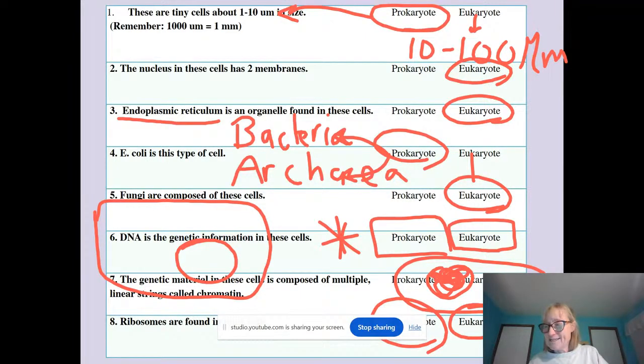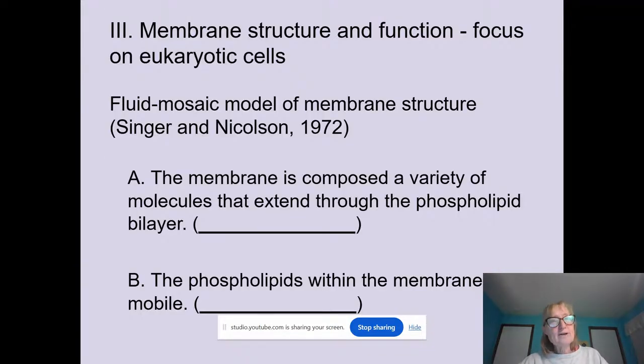And so, good work. We've gotten an idea of the different types of cells that we're going to take a look at. We are going to focus, though, primarily on membrane structure and function and cell structure and function in eukaryotic cells. This will be part of the next lecture. So we'll move on, and I'll see you in the next lecture.